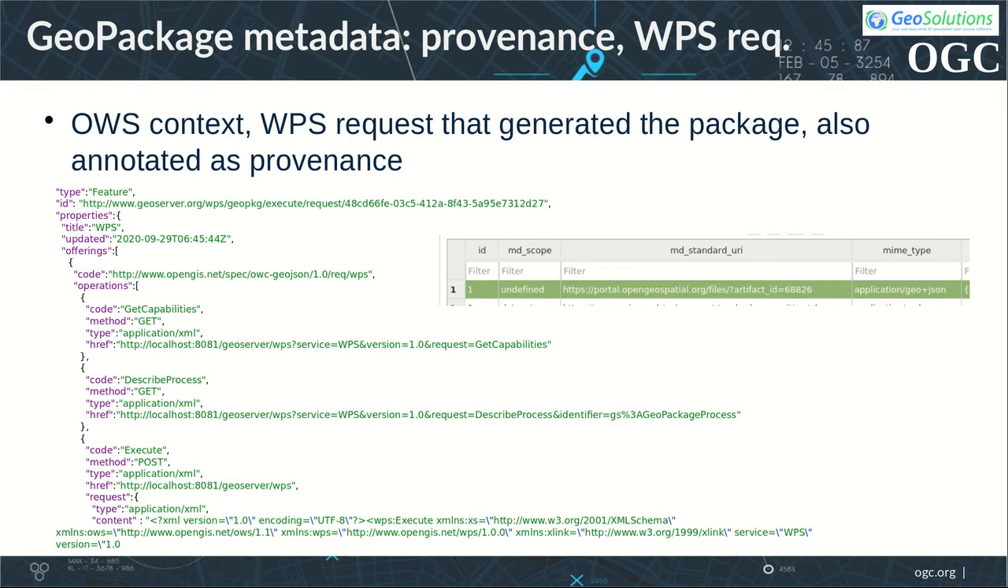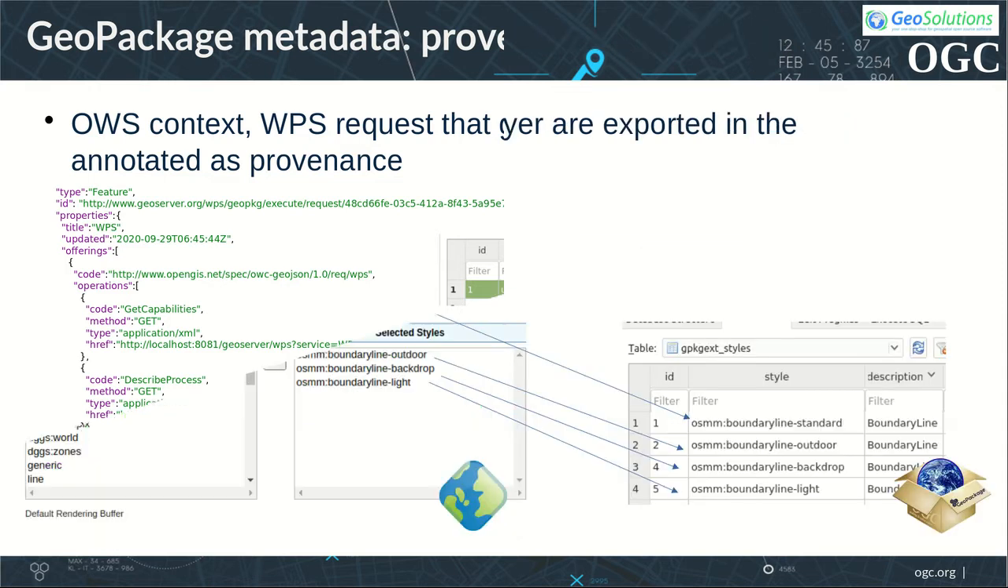Similarly, it might be important to run the same WPS export process again at a later date. To support this, another OWS context is added among the metadata, including a reference to the original WPS server and the full WPS execute request used to generate the GeoPackage.